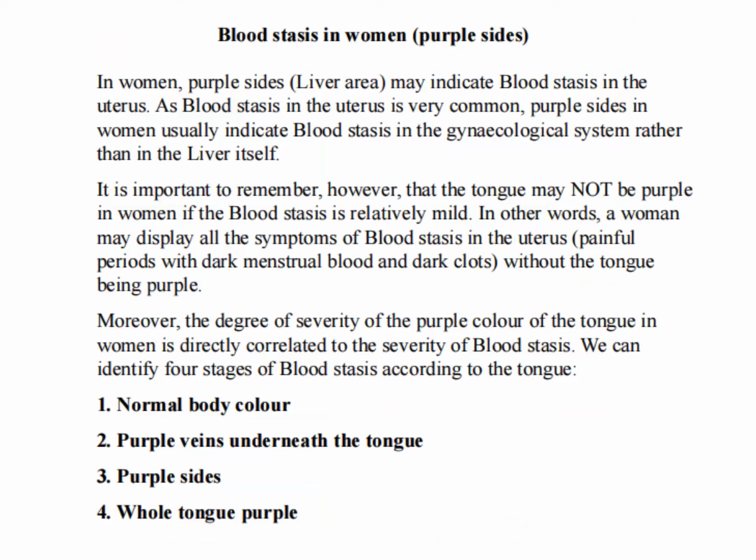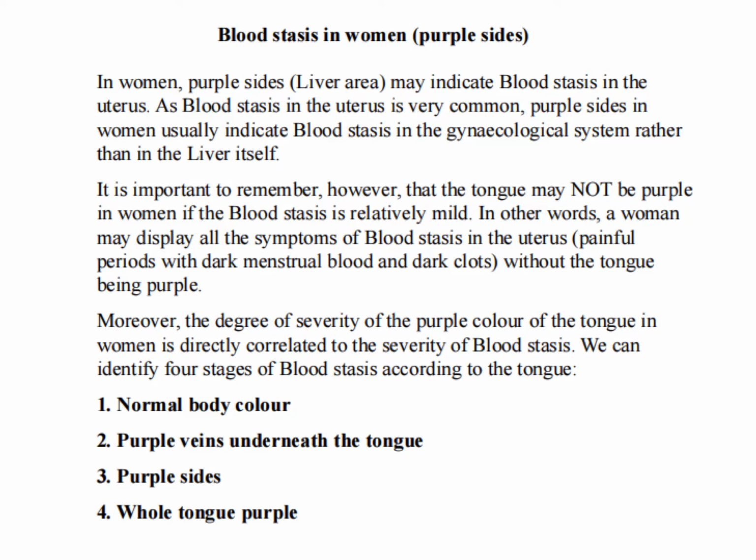So, blood stasis in women. When the sides are purple, let's look. In women, purple side, that is the liver area. May indicate blood stasis in the uterus. As blood stasis in the uterus is very common, purple side in women usually indicates blood stasis in the gynecological system rather than in the liver itself. It is important to remember, however, that the tongue may not be purple in women if the blood stasis is relatively mild. So if it is still mild, it will not really turn purple.